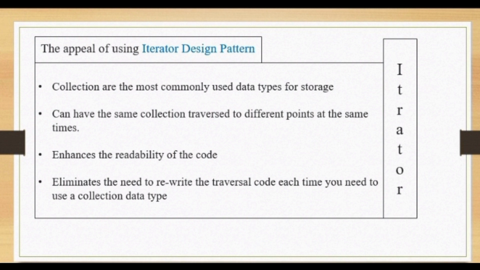Also, since all of the iterators have similar workings, such as go to next, go to previous, is there a next, is there a previous, it really helps with the readability of the code. Also, programmers don't have to hard code everything, since you can dynamically go to the next and the previous. So the iterator design pattern is a really useful design pattern.